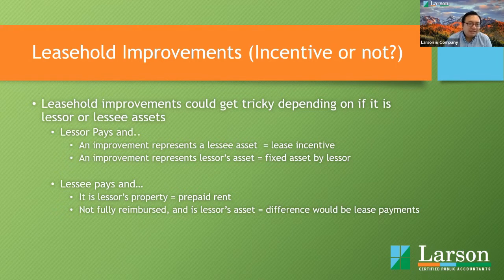Now, conversely, if the lessee is paying for it, but it's the lessor's property, so they have a building that's mostly done, and the lessee is saying, I'm going to pay for the rest of it to complete it to a spot where a tenant can actually occupy it, but it can't be until that point. Then that's really prepaid rent, because it's going to be the lessor's property. Or in situations where the lessee is paying for it, but it's not fully reimbursed by the lessor, and it's the lessor's asset, then the difference would be a lease payment. So if you pay for it, but the lessor is not going to reimburse or not fully reimburse, then that would be a lease payment as well.